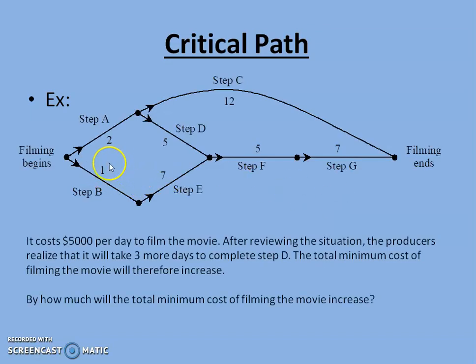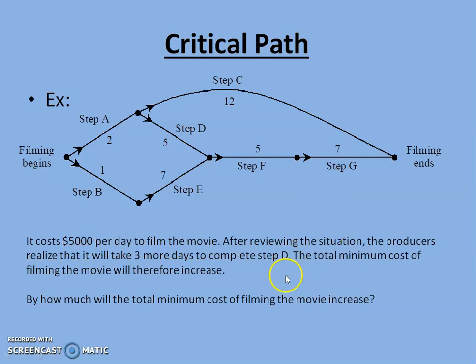A graph is already provided. All of the arrows are already drawn, and all of the edges have weights. Those represent time. And a context is given as well. It says that after reviewing the situation, there's a realization that it will take 3 more days to complete step D. The question is, by how much will the total minimum cost increase? So it gives a cost at the beginning per day, and it's asking by how much that will change.